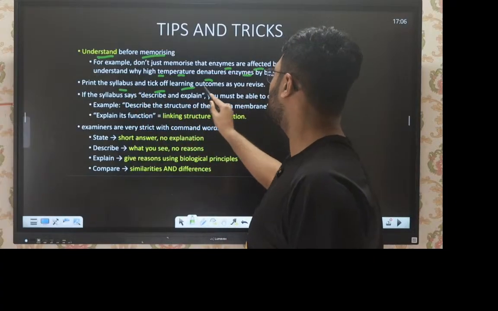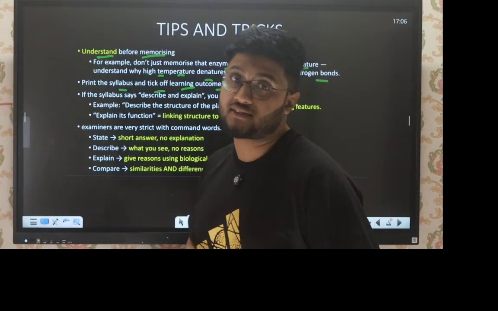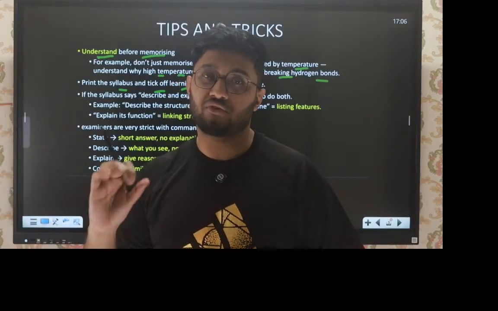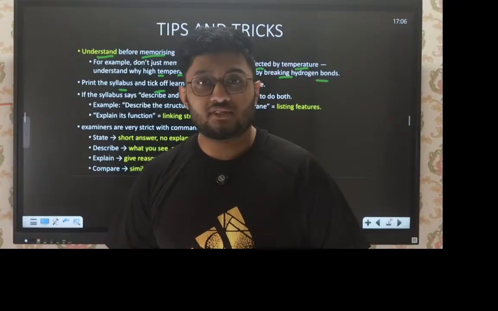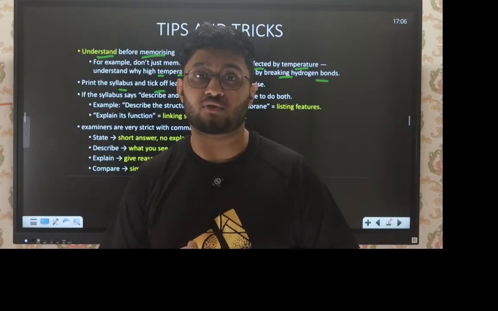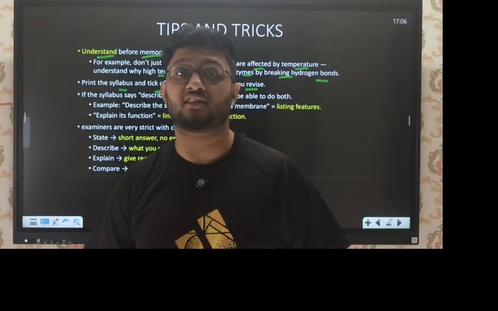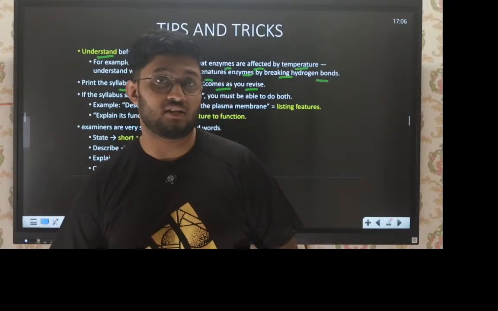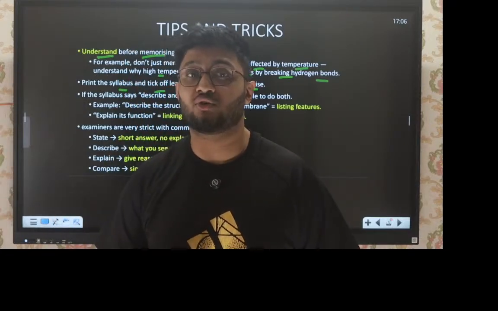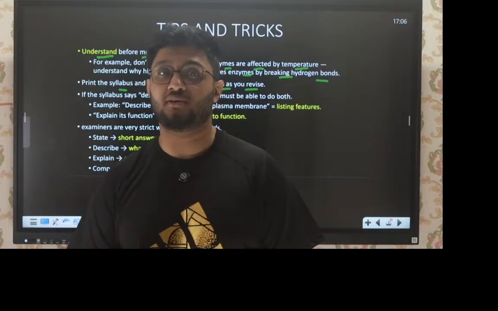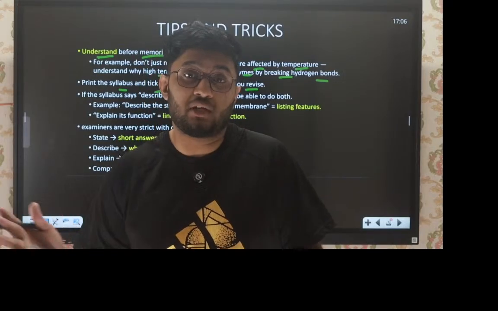Print the syllabus, tick off learning outcomes as you revise. It's an underrated tip. You can use the syllabus as a checklist, and it makes sure you haven't missed anything, especially in AS. The AS syllabus is very vast, so it's important you have an idea of almost every content in the syllabus, because questions can literally come from anywhere.